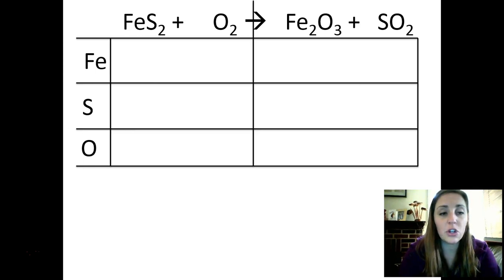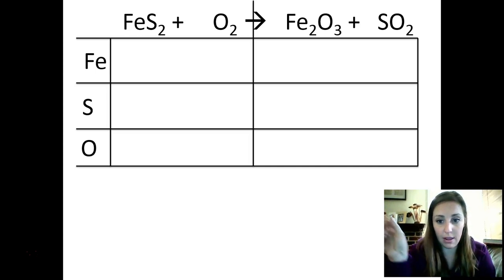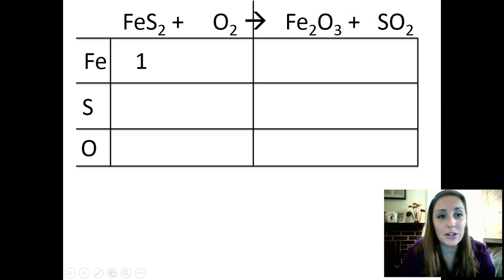All right, how many of each? First start with my reactants, so that's going to be the left-hand side of the equation. I've got 1 iron. How many sulfurs? I've got 2 sulfurs. And how many oxygens? I've got 2.